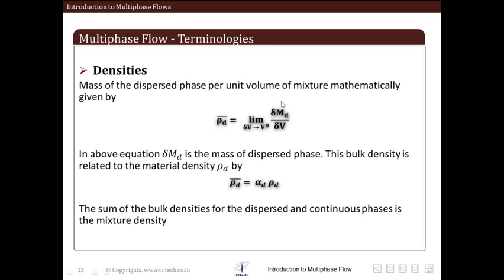So in multiphase flow, we generally have two terms for densities. One is the bulk density and the second is the material density. Material density is the classical defined density of any material. From that we can obtain the bulk density by just multiplying it by volume fraction. But always remember, bulk density is defined as the dispersed phase per unit volume. That is the mass of the dispersed phase per unit volume.